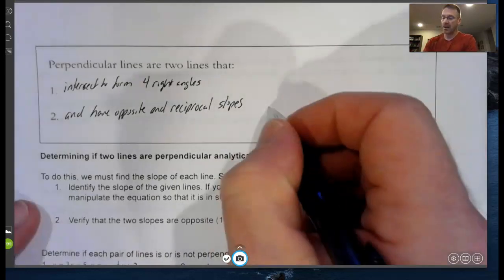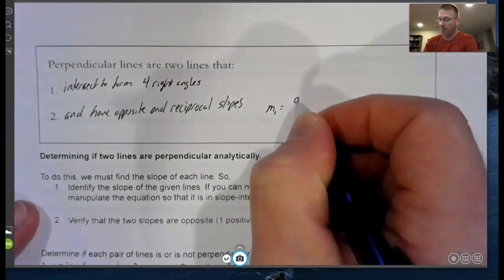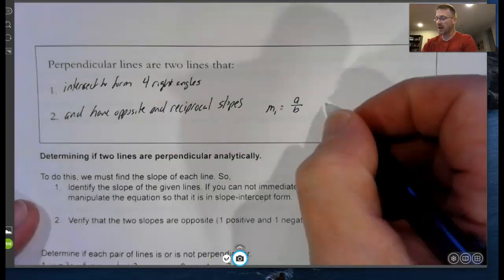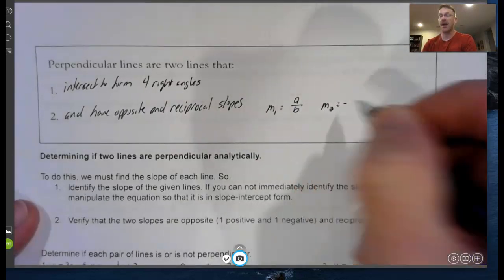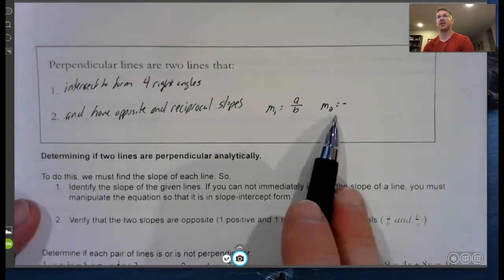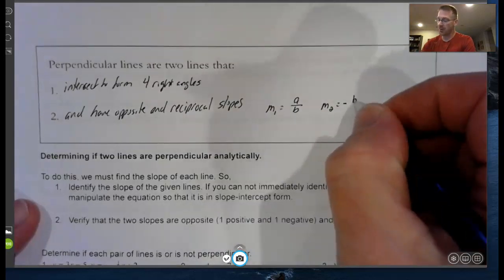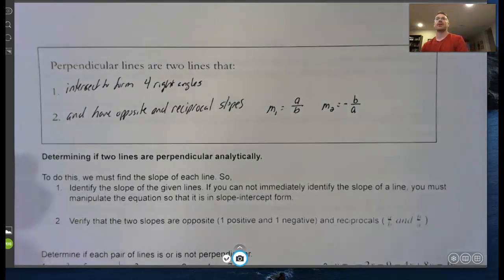So what does that mean? The slope of our first line, if it's A over B, the slope of our second line would be negative. That's the opposite part. One has to be positive, one has to be negative, and then reciprocal would be B over A. So those are the two things that we want to see when we're looking for slope. They have to be opposites and reciprocals. Both things have to be true.